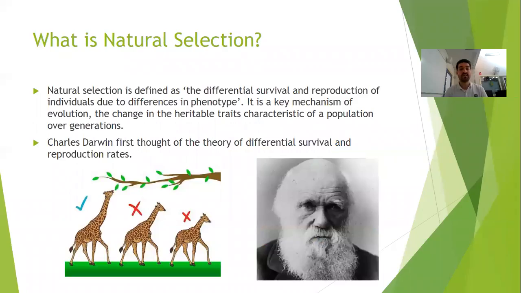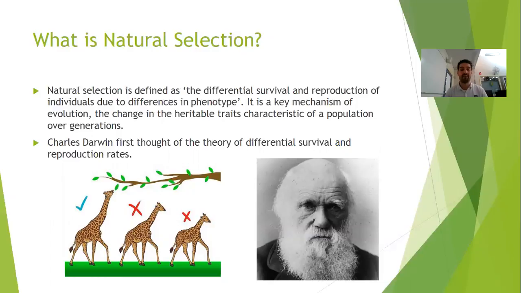So natural selection is defined as the differential survival and reproduction of individuals due to differences in phenotype. It's a lot to take in, but if we break that down, differential survival means that not all organisms have the same chance of survival, and they also do not all have the same chance of reproducing. And the reason why that occurs is due to differences in their phenotype, or in the traits that they express. So for example, color of skin, fur, height, etc.